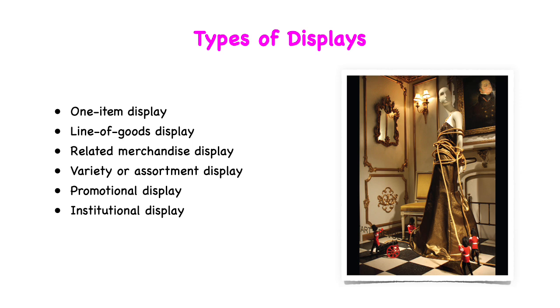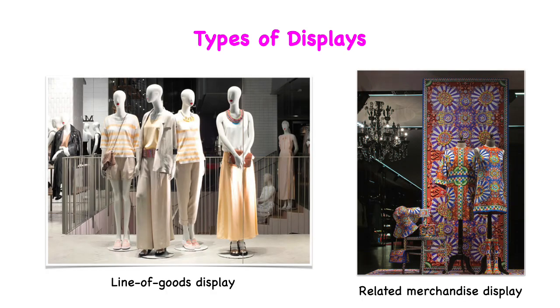An institutional display does not promote any particular item that is for sale, but rather promotes an idea. Institutional displays show the community that the store cares and supports the quest of nonprofit organizations. A popular example of this is a breast cancer awareness display. On the left, we have a display of a line of goods, and on the right is a related merchandise display.